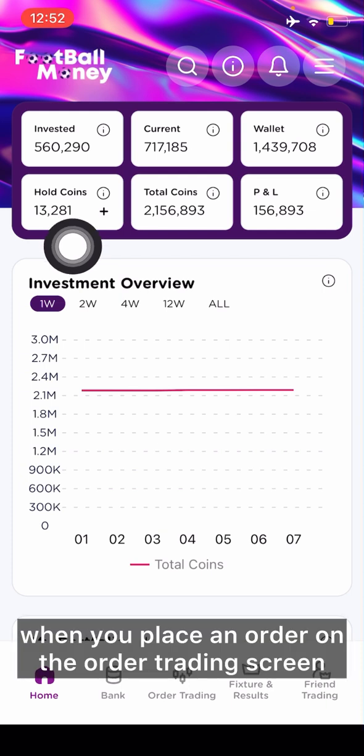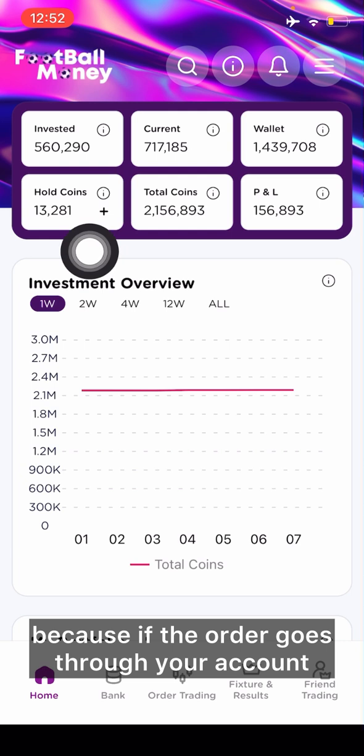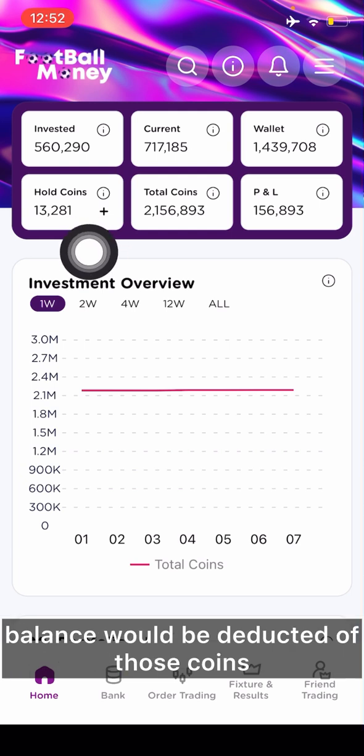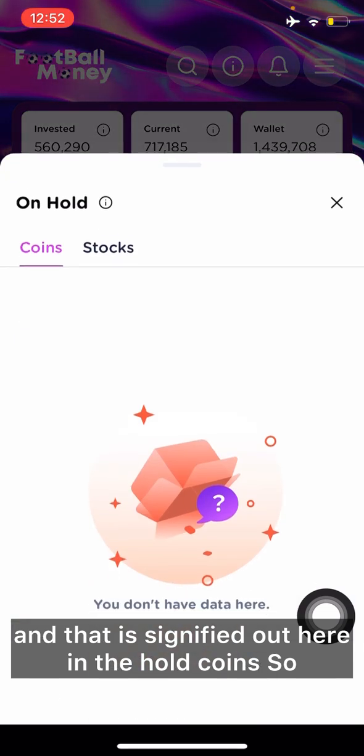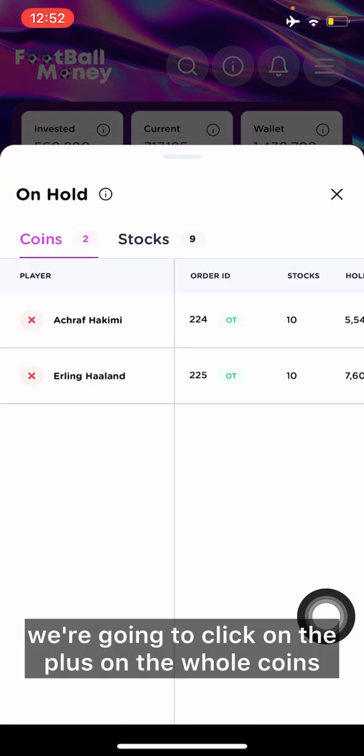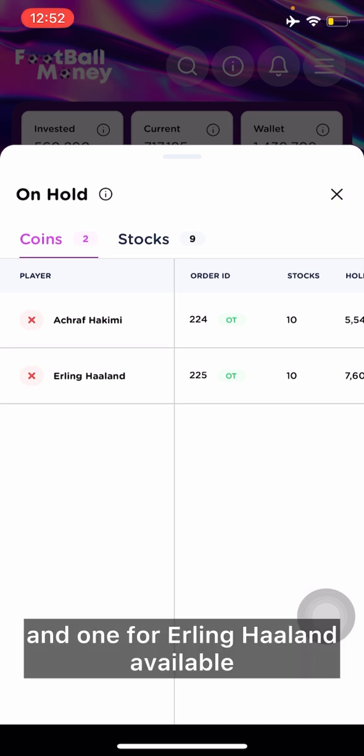When you place an order on the order trading screen or the friend trading screen, which we will go into later, those coins are put on hold because if the order goes through, your account balance would be deducted of those coins, and that is signified out here in the hold coins. So we're going to click on the plus on the hold coins and see that we have two orders, one for Achraf Hakimi and one for Erling Haaland.